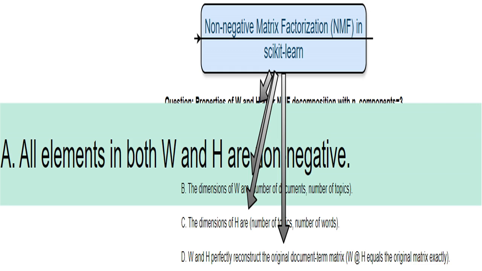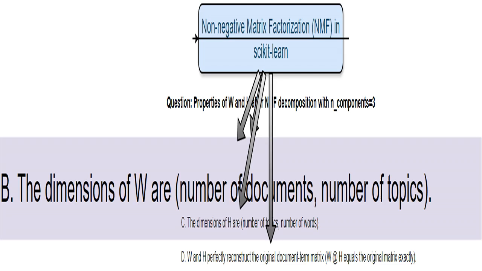Think of it like this. You're breaking down a recipe, the document term matrix, into ingredients, topics, and their amounts, W and H. You can't have negative amounts of ingredients. Matrix W shows how much each document relates to each topic. The number of rows is the number of documents, and the number of columns is the number of topics I specified in my NMF model. So, if I have 10 documents and identified 3 topics, W will have 10 rows and 3 columns.